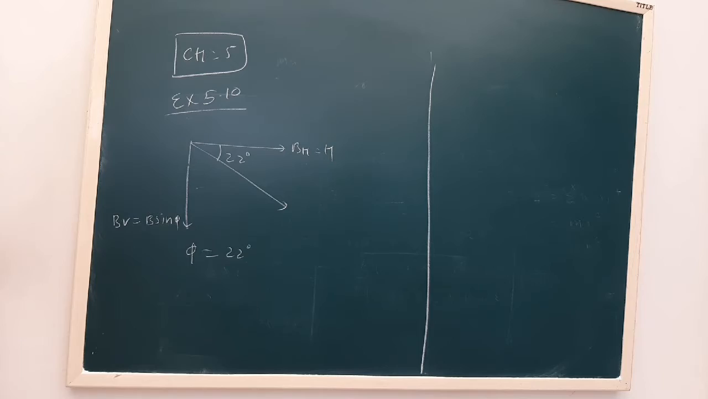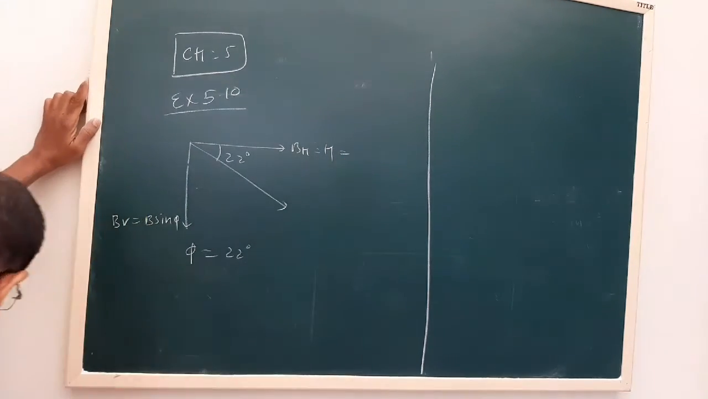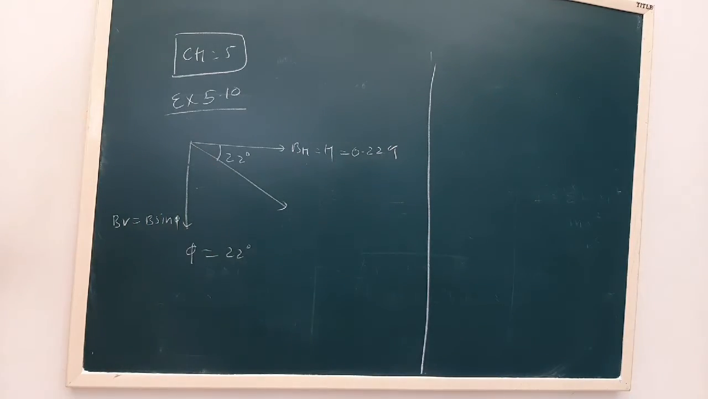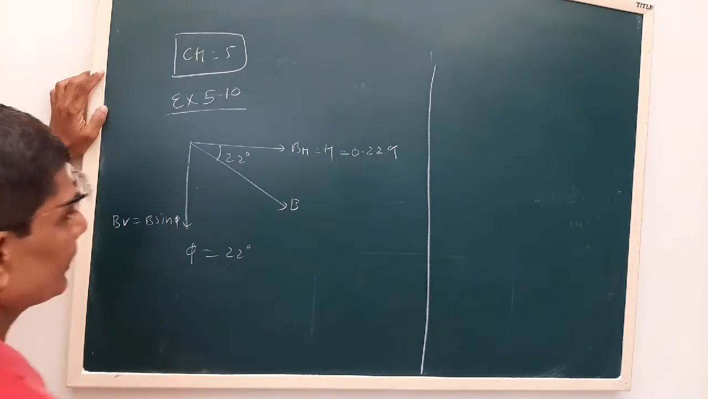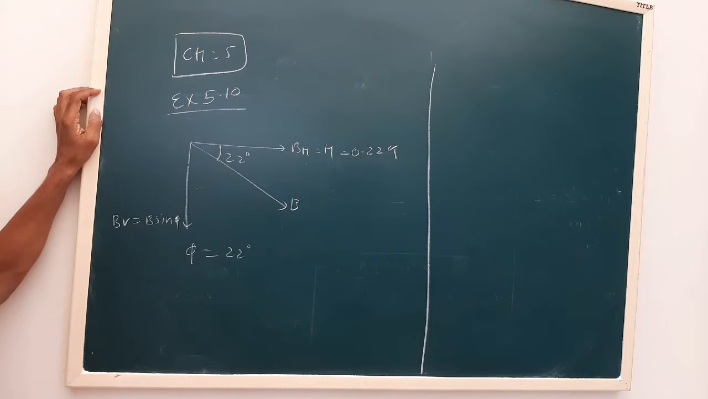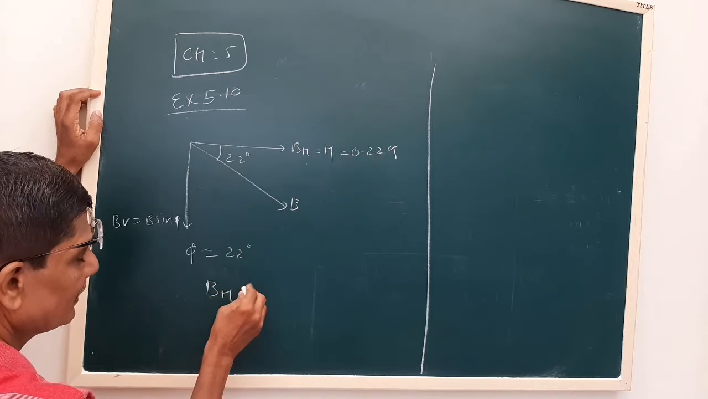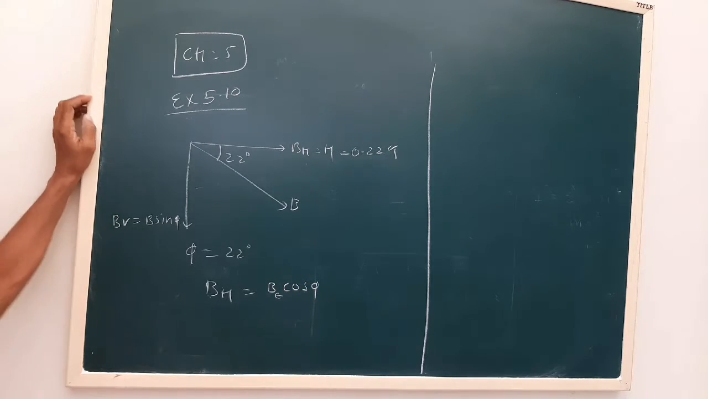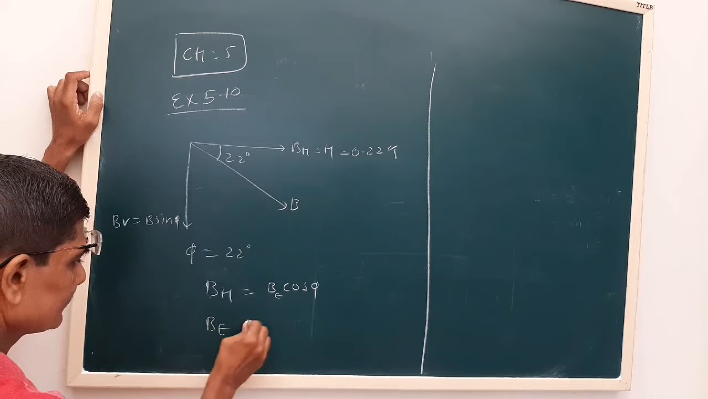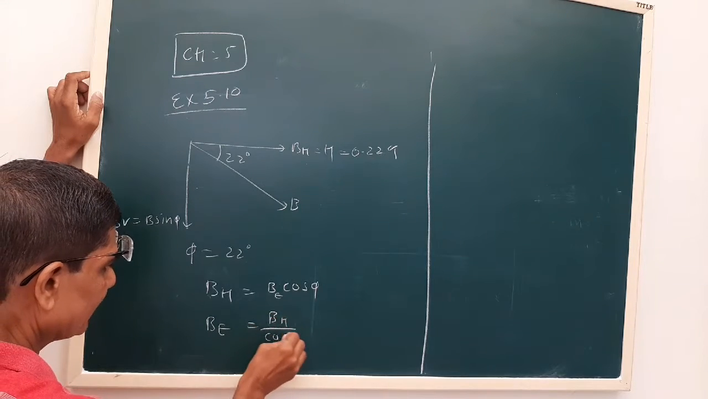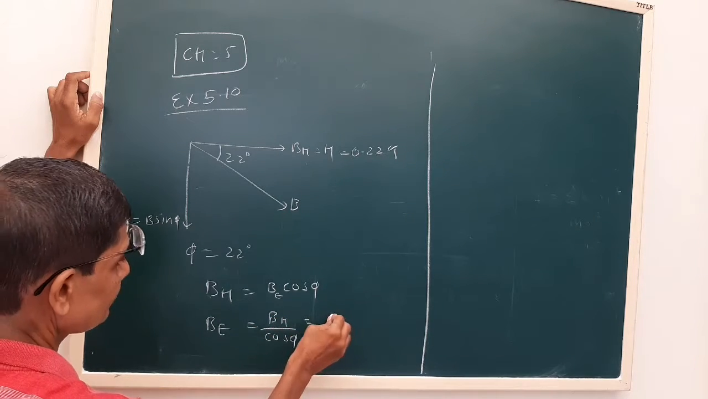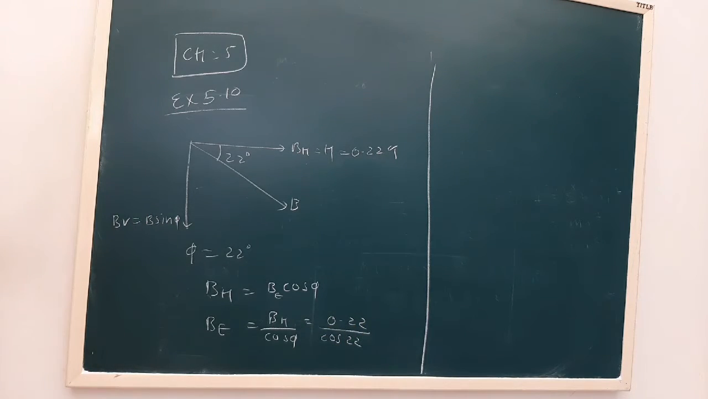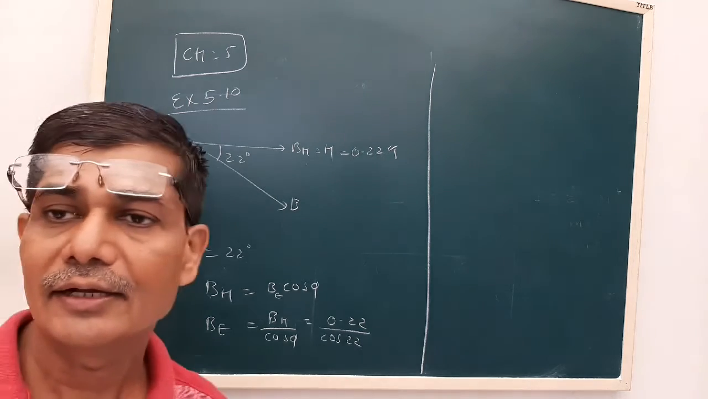Now the horizontal component of Earth's magnetic field, B_H, is 0.22 Gauss. We have to find out the magnetic field of the Earth. The horizontal component of the Earth's magnetic field, B_H, is B cos phi. Sometimes we write B_E. So B_E is B_H upon cos 22 degree.